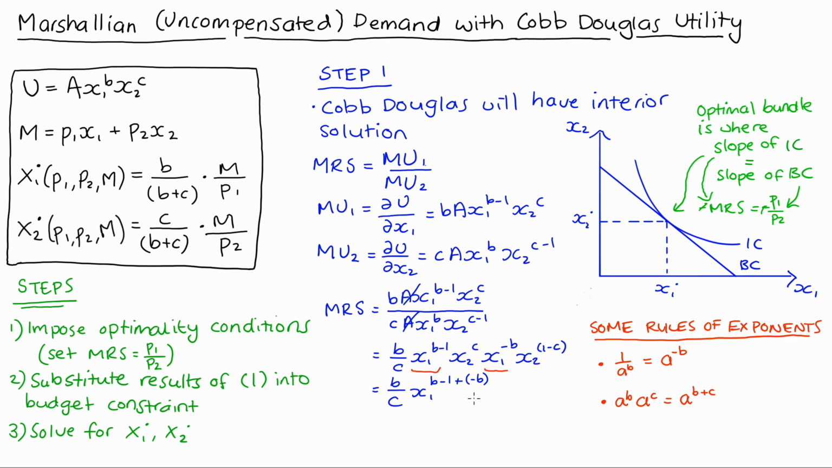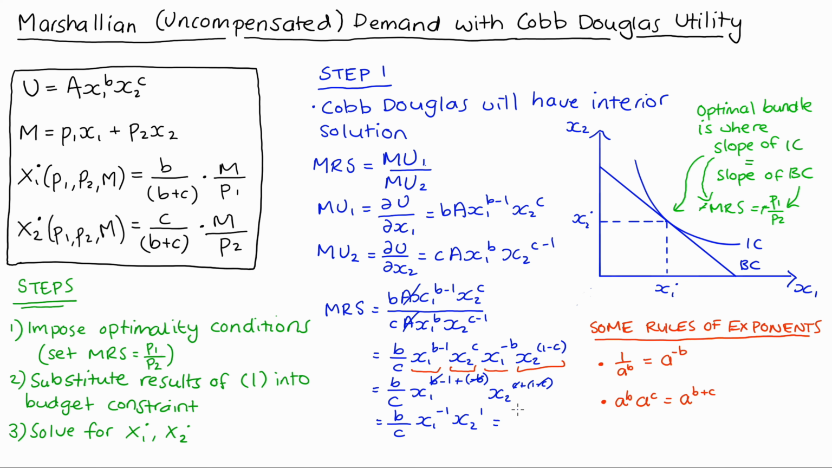We also have x2 twice, so we have x2 to the power of c times x2 to the power of 1 minus c. So we add those exponents and we get x2 to the power of c plus 1 minus c. So the b over c ratio is still hanging out at the front. In terms of the run of variables that we're left with, the b's on the exponent on x1 cancel out, so we're left with negative 1. And the c's on the exponent on x2 also cancel out, so we end up with x2 to the power of 1.